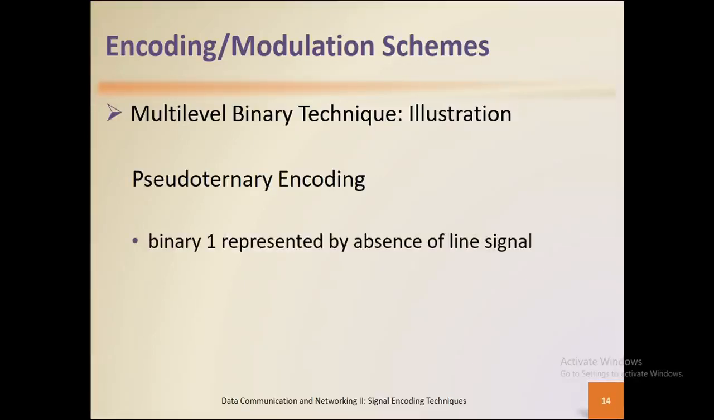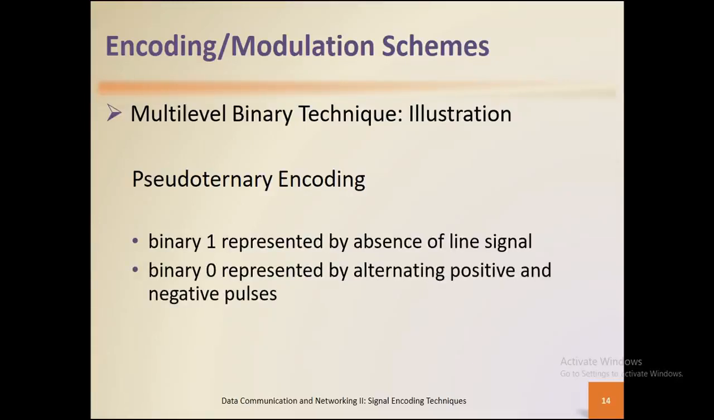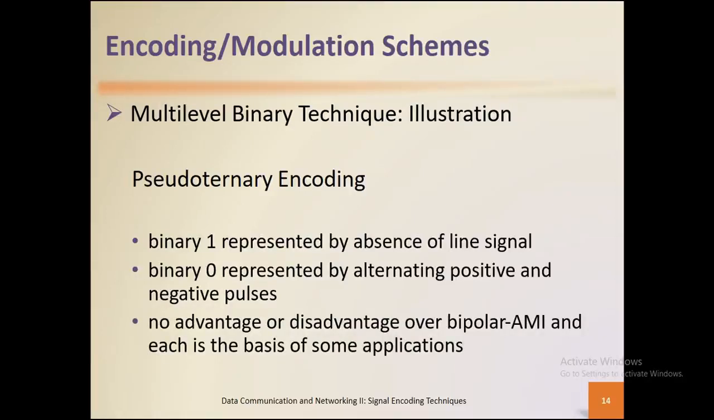So with the pseudoternary, binary ones are represented by absence of line signals. If you notice, in the bipolar it was the zero that was represented by absence of a line signal. And the binary zeros represent alternation of either positive or negative pulses. So basically the reverse form of the bipolar AMI is what you have for the pseudoternary. They have no advantage or disadvantage over bipolar AMI, and it plays a huge basis for some applications that you might have to employ within a given system.